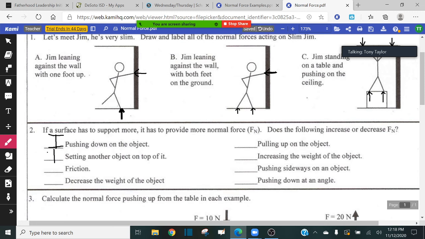Well, it should be obvious that it increases the normal force. Okay. What about friction? Does friction have any impact on the normal force? What do y'all think? Does friction increase or decrease the normal force, or does it do anything at all to the normal force?